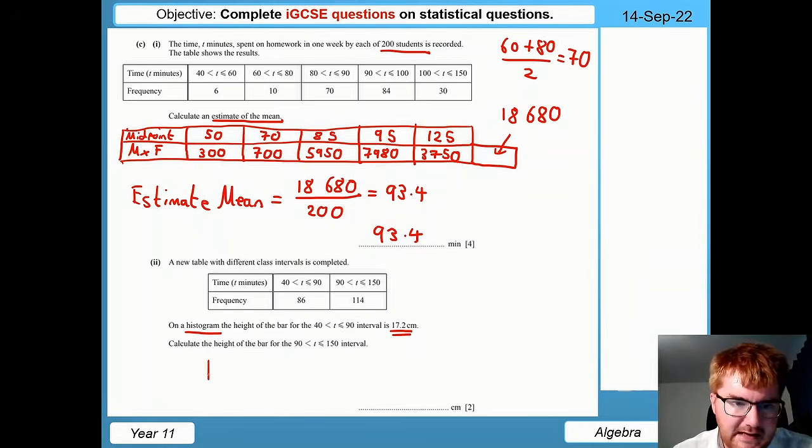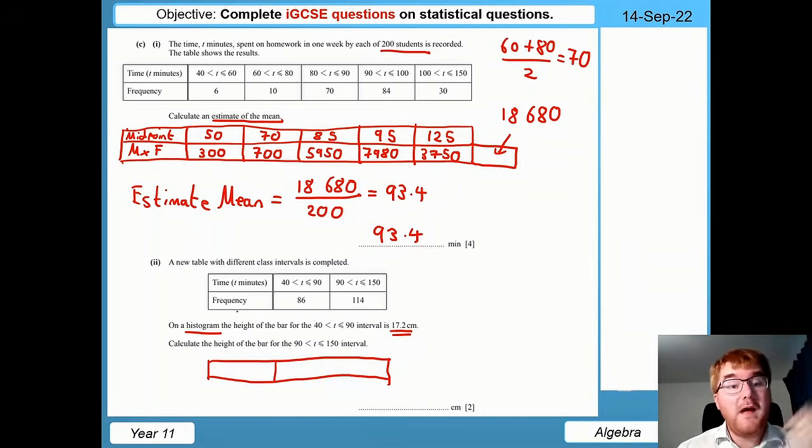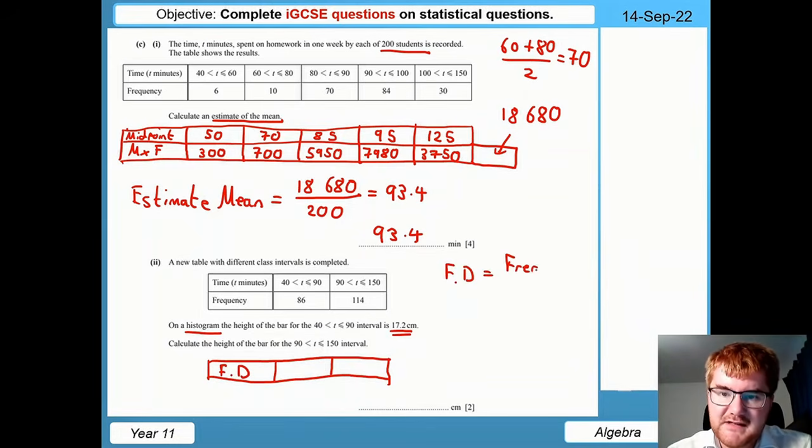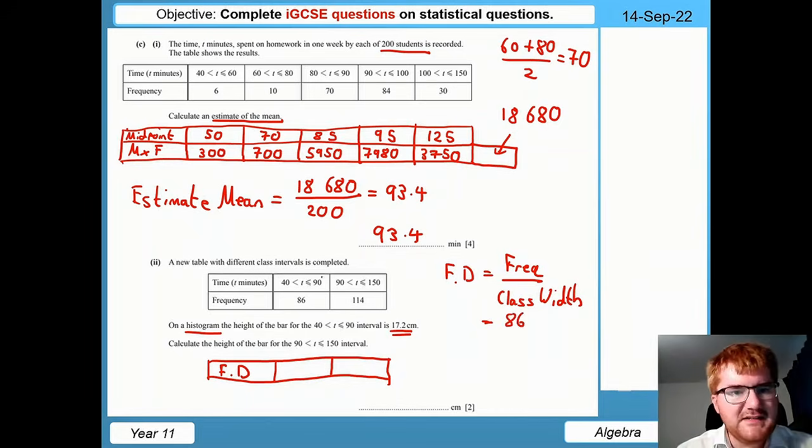Now what I like to do here is make a new column. So I'm just going to pop this new column here, and I'm going to call this, hopefully this is a term you're familiar with at home, and that is called frequency density. So I'm going to shorten that to FD. Now the way we work out frequency density is equal to the frequencies divided by class width. So we're going to work that out for both of these. If we do the one here, well, our frequency is 86. Now, what is that class width? Well, it's the difference between 90 and 40, which in this case is going to be 50.